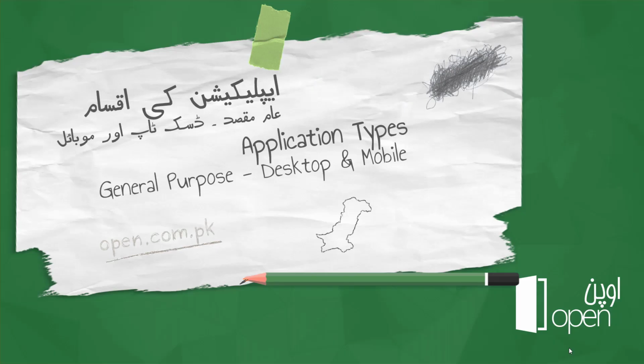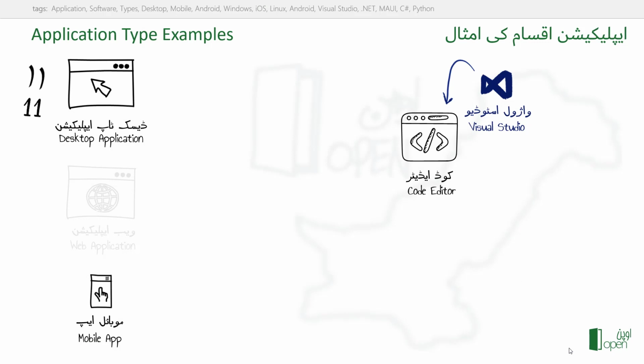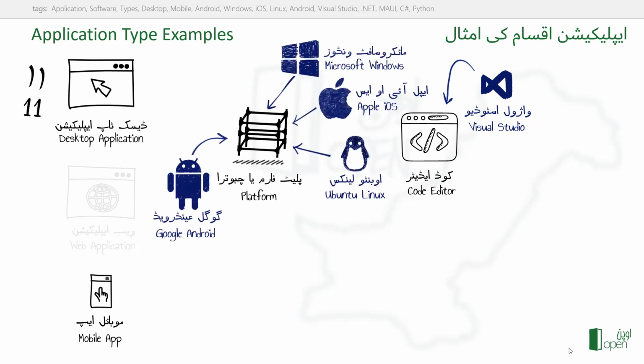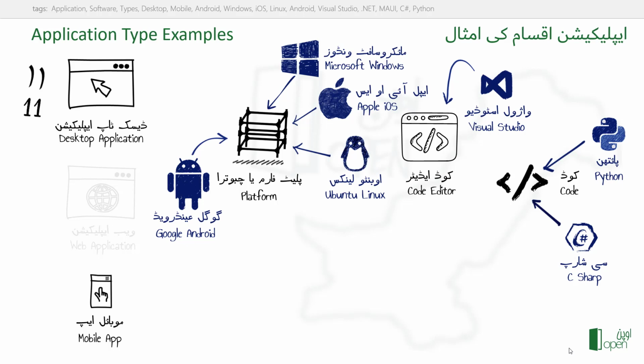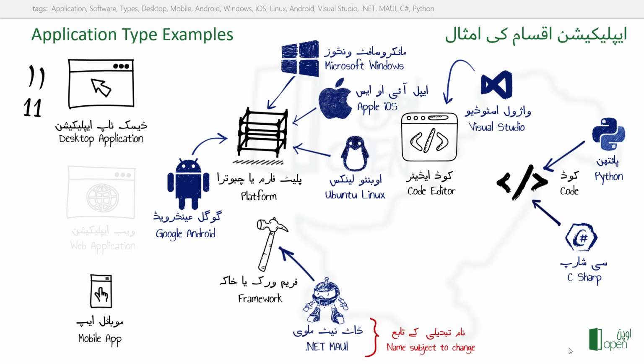A new framework is covered in the next slide. To develop a desktop application or a mobile app that can be deployed to either Google Android, Microsoft Windows, Apple iOS, or Ubuntu Linux, a developer can write code in either C# or Python in Microsoft Visual Studio. The new development framework for these applications is .NET MAUI, a name that may change in future.